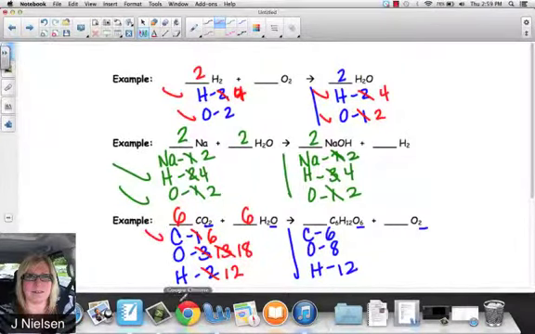So now my C's are balanced, my H's are balanced, but I need 18 O's. Well, if I have 6 O's here, and I need 12 more, I can put a 6 here. 6 times 2 is 12, plus 6 there is 18. And now my equation is balanced. Okay, that's it. We'll spend some time in class working on these.